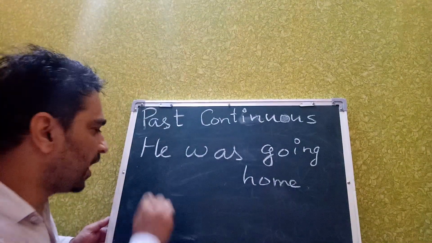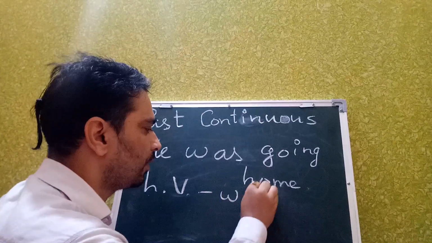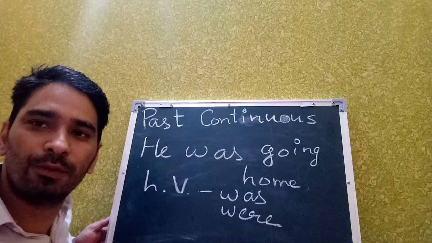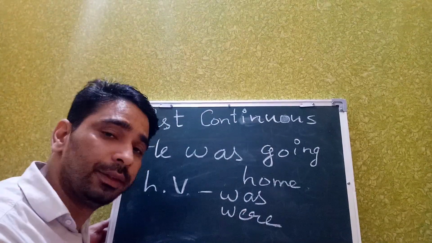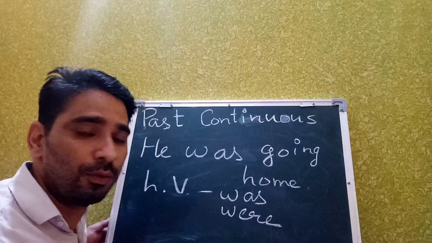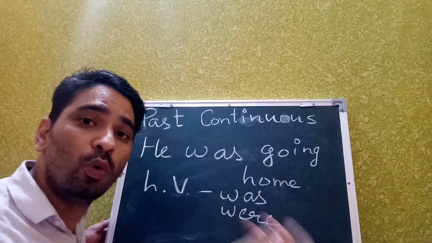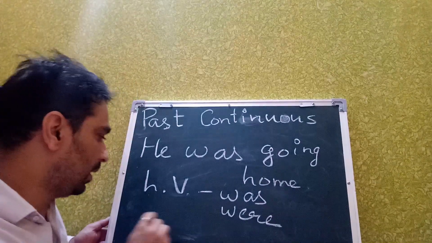He was going home. As far as structure, we use was and were as helping verbs. Was, you understand? I hope you know. Was goes with singular, were with plural. He was singular. We were, they were. People were, boys were, students were.